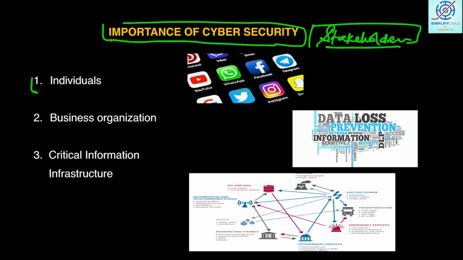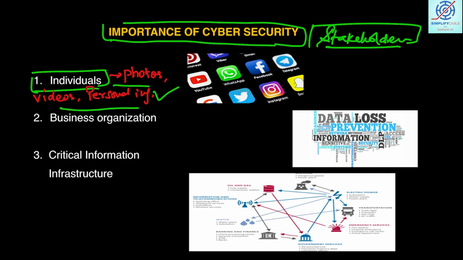First of all, at the individual level. Why do we need cyber security at the individual level? Because your electronic devices, mobile devices, and computer devices have your photographs, your videos, maybe some of your personal information, like your banking account details and passwords. To protect all this, you want your systems to be secure. That is why it is important for individuals. And when we talk about business organizations, why is it important for them to ensure cyber security?